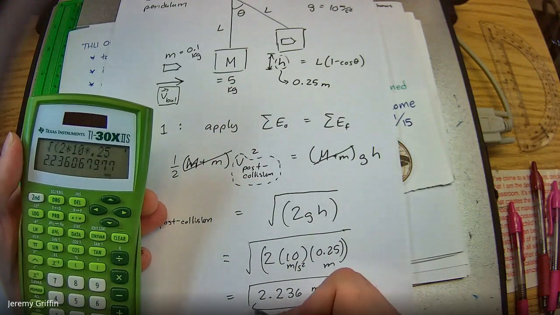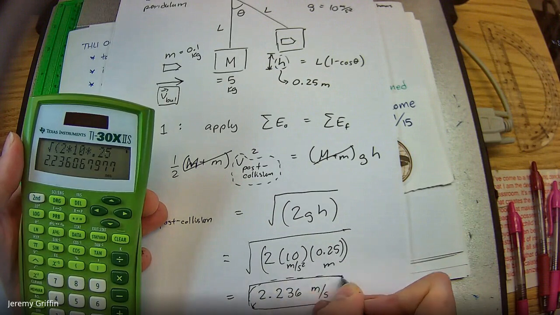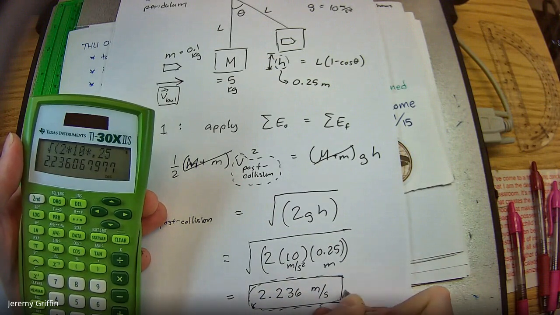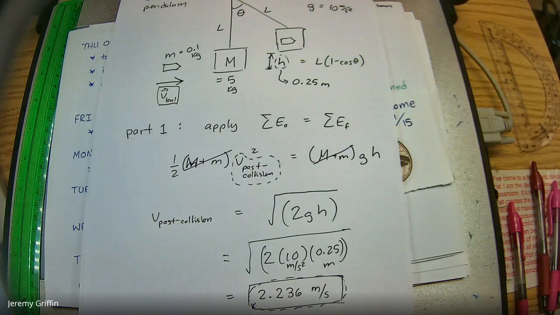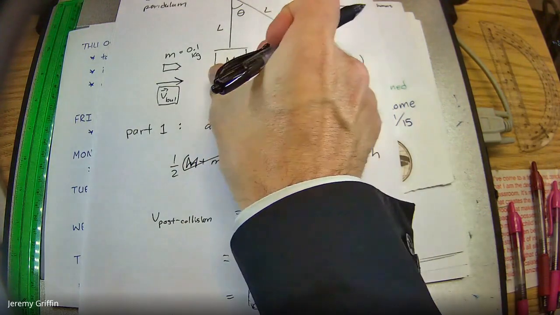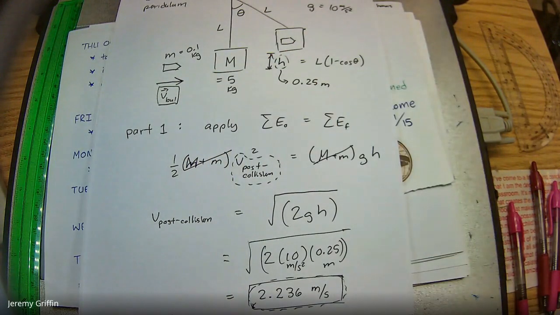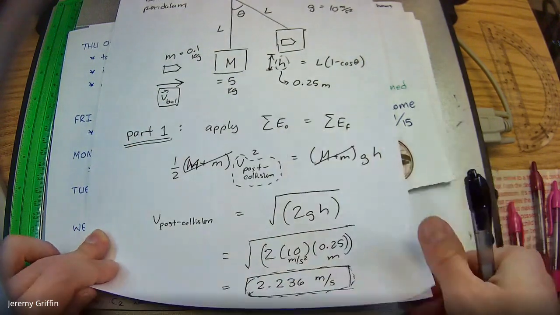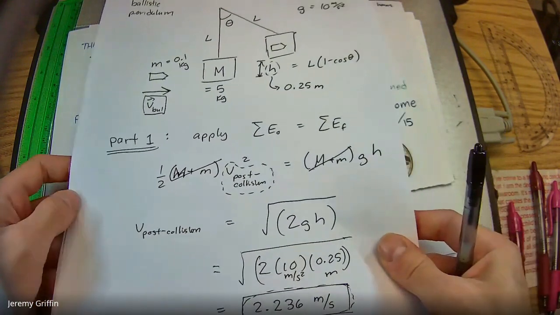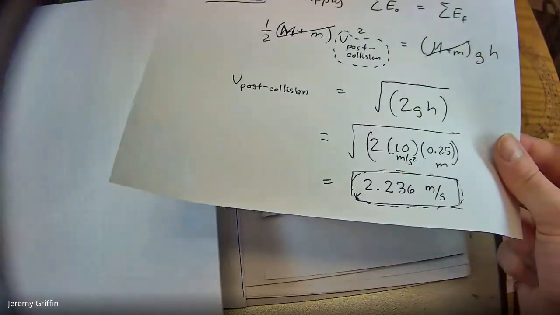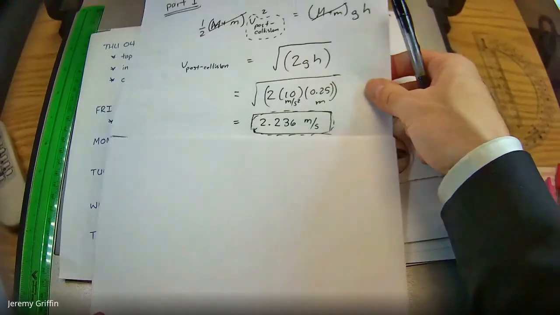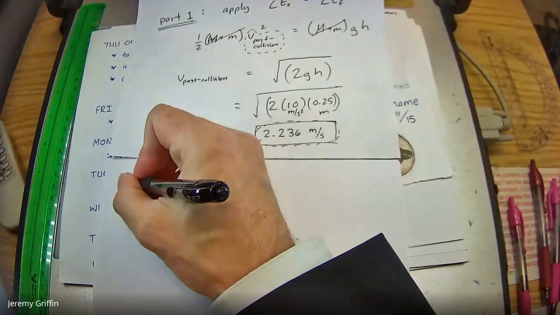Now that is not the answer to the question, but I should outline that. That's definitely a critical middle step. So that's how fast this bullet and block together started swinging up to reach that height, right? That's part one. You guys ready for part two? Now we're going to go further back in time to get to part two.